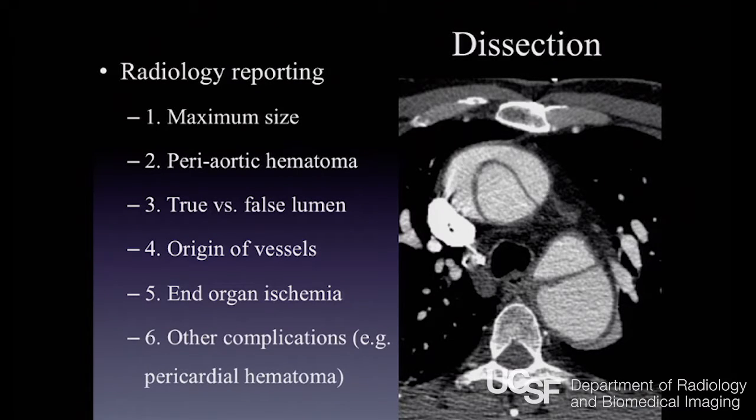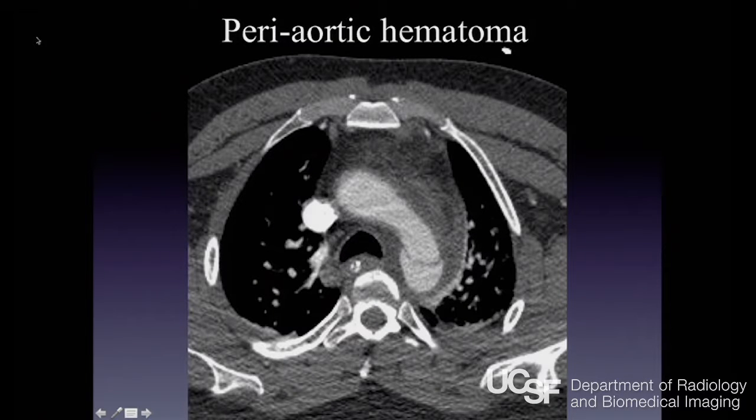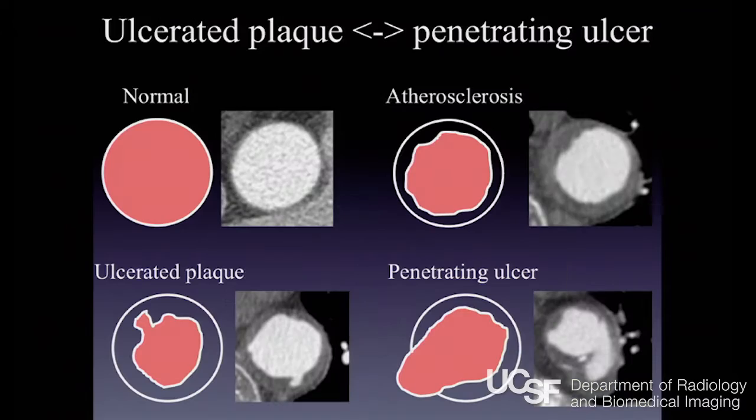And then there are some other complications. One of the most common ones is pericardial hematoma, which is clearly a bad complication that needs some emergent surgery. So these are some of the things that you should include in a radiology report when you detect a dissection. Here's one example of a dissection with all of this soft tissue in the mediastinum surrounding it. It was measuring blood density. So this is technically a type B dissection, but because of this periaortic hematoma, the patient went to surgery because there was a concern that there was some contained rupture associated with this.